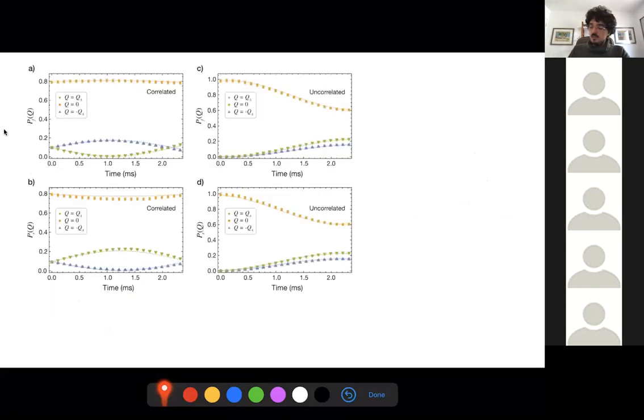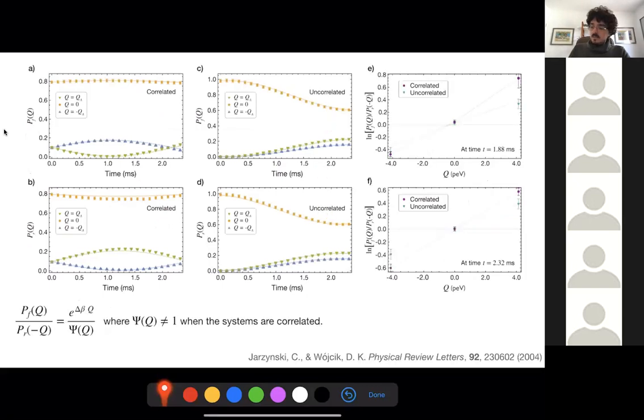And here are also some other plots from the same experiment. What is plotted here is the forward and backward heat distributions in both correlated and uncorrelated cases. The reason why this is interesting is because of this relation here. If we compute the heat distribution ratio, the forward heat Q and the backward distribution of minus Q, we get something which is the exponential of delta beta Q divided by some complicated function psi of Q. But this function is different from one only when the systems are correlated, and it's exactly one when they're uncorrelated. So if there are no correlations, like in this case, then if we plot the log of this, it's just going to be the log of this exponential. So it's going to be delta beta Q. And this is what's shown in these two plots here.